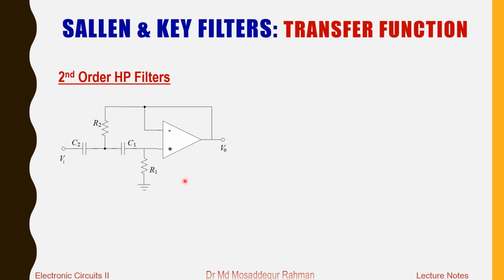So in the last slide we showed you the transfer function for the second order low pass filter. Now we'll show the transfer function for the second order high pass filter. So we have the second order Sallen-Key high pass filter. If you follow these steps that we discussed in our earlier slide to derive the transfer function, then you can get this expression for the transfer function for the high pass filter.